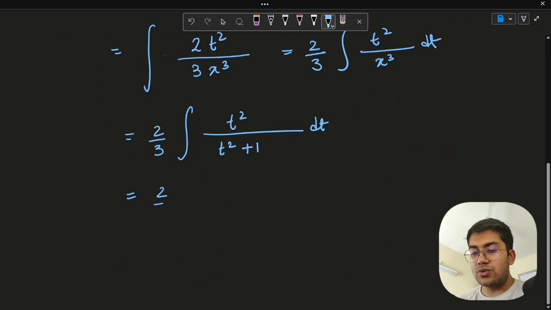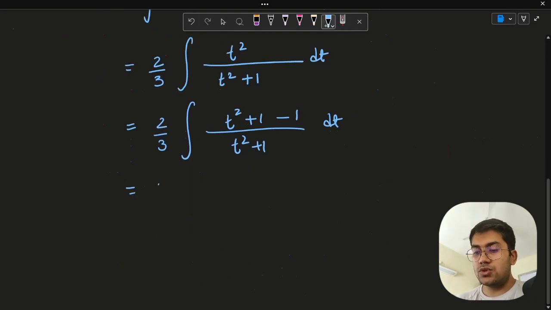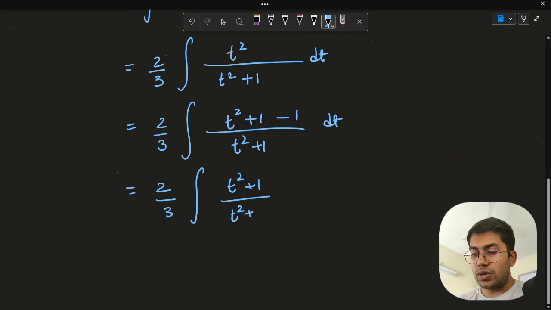And now I will use a simple algebraic trick. In the numerator t squared, I'll add 1 and I'll subtract 1, and just do a few more steps. What you get is t squared plus 1 over t squared plus 1 dt.